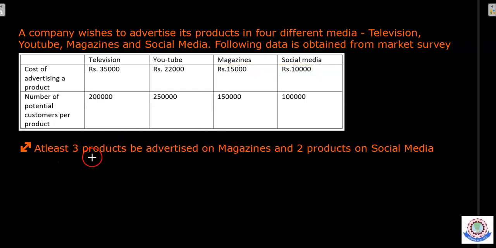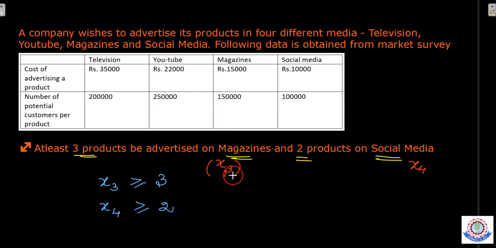The next constraint is, at least 3 products be advertised on magazines and 2 products on social media. It is a simple condition, which is a boundary condition. In magazines we have advertisements for x3 products, and in social media we have x4 products. So according to this statement, x3 should be greater than or equal to 3, so at least 3 products. For social media, x4 should be greater than or equal to 2. These are the statements we get from these constraints.